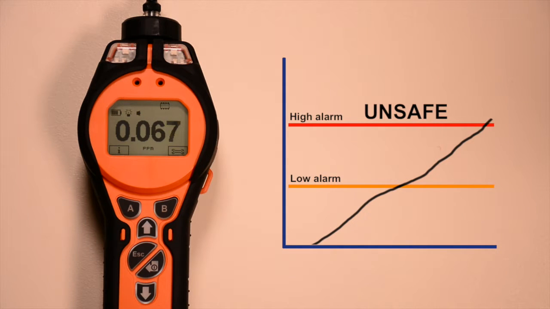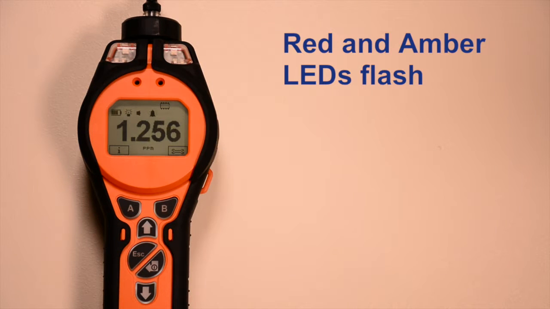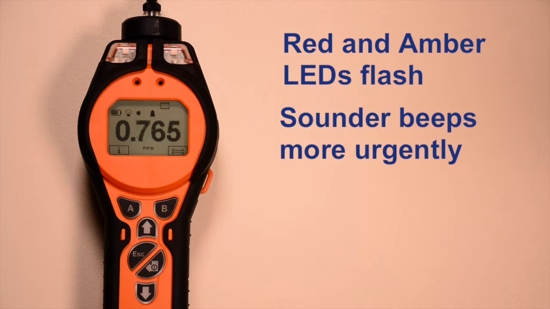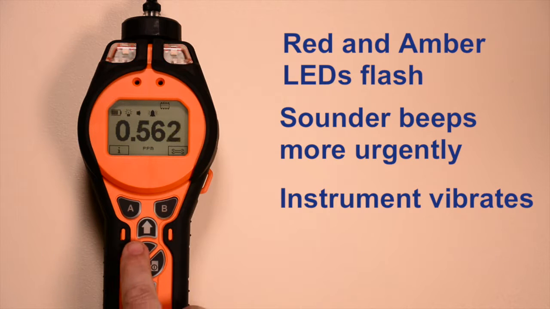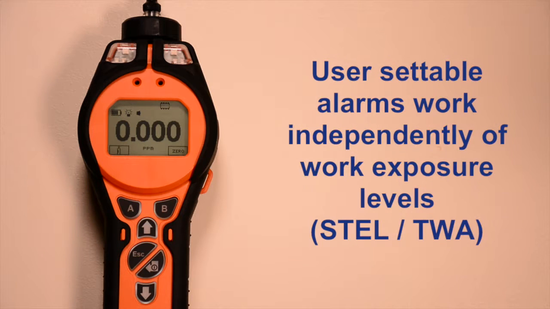The high alarm level can be set to warn the user that a gas concentration has exceeded a safe level, so action must be taken. When the high alarm is exceeded, the red and amber LEDs flash, the sounder beeps more urgently, and the instrument vibrates. And again, an alarm symbol also flashes on screen. User-settable alarms work independently of STEL and TWA exposure levels.